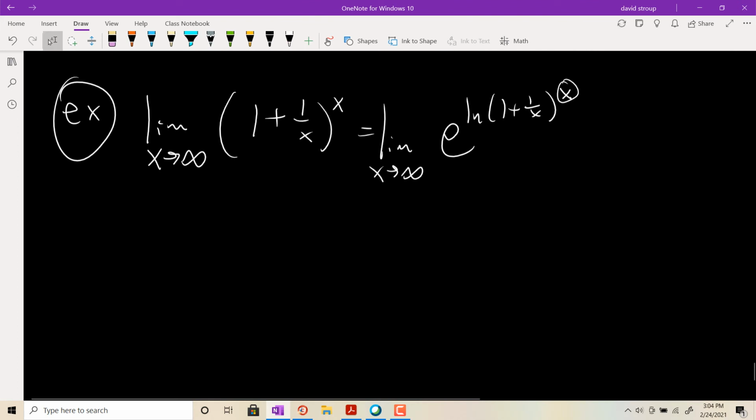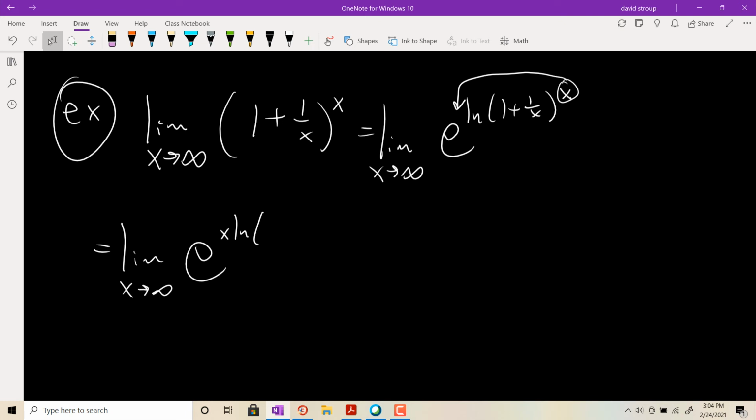Okay. Then I'm going to use a power rule to bring this down in front. So I end up with the limit as x goes to infinity of e to the x ln of 1 plus 1 over x. Then I'm going to slide the limit up into the exponent. So I have the limit as x goes to infinity of x times the ln of 1 plus 1 over x.